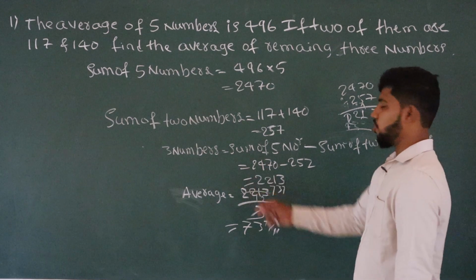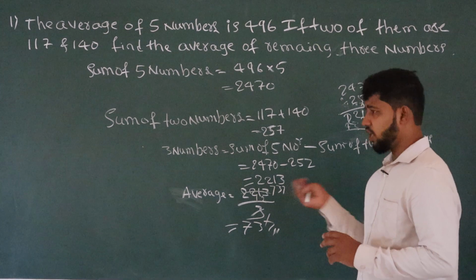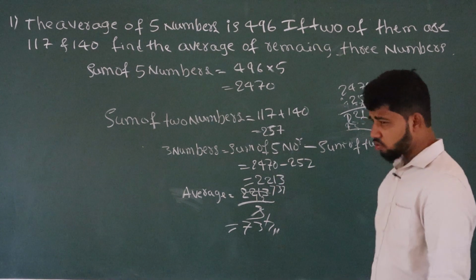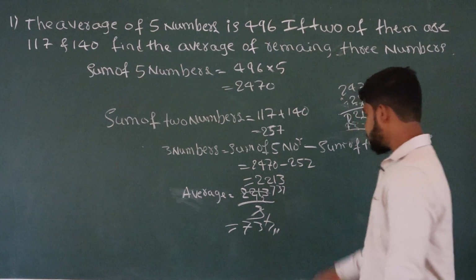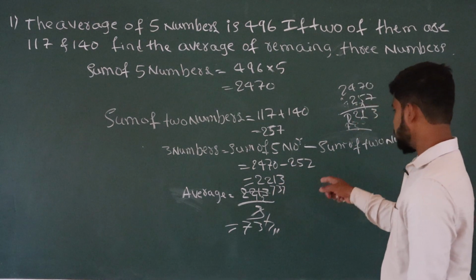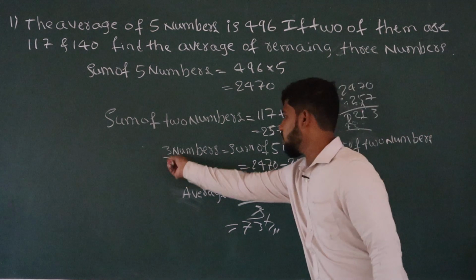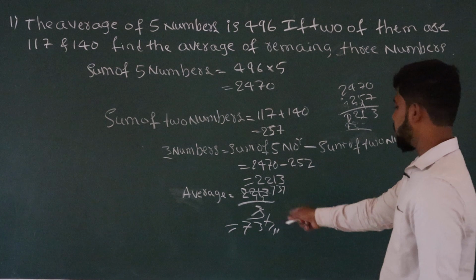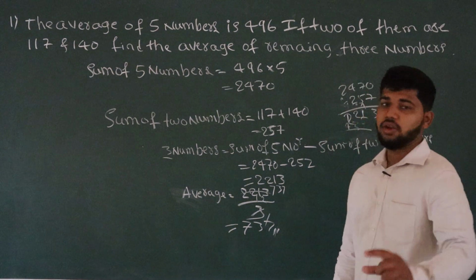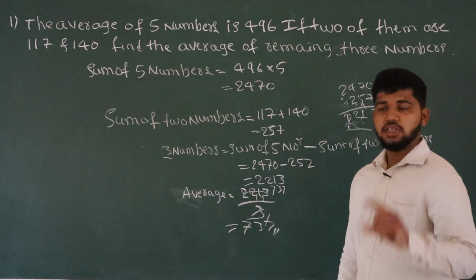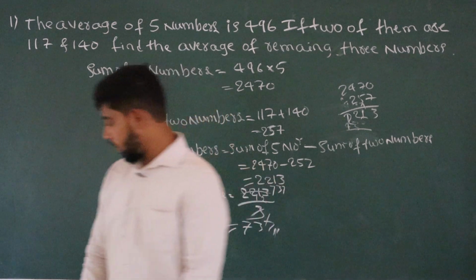Now how do we find the 3 numbers? If you subtract the 2 numbers from the 5 numbers, 2470 minus 257, you get 2213. Then, to find the average, since there are 3 numbers, 2213 divided by 3 is equal to 737. So 737 is the average of the 3 numbers. Now looking at the second problem.